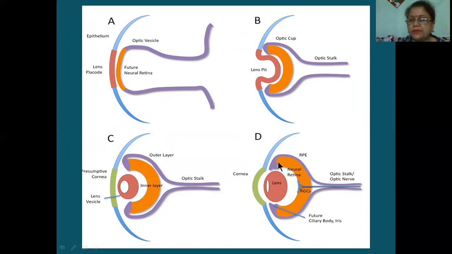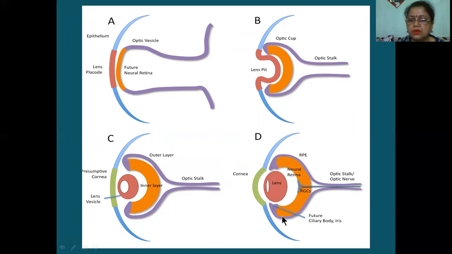So now the gap has been reduced. Gap has been reduced, and here lies the cornea also now developed properly. Okay, this is the lens, and this is the neural retina, and this is the outer layer. Okay, and this area will become a little thickened. This will become the future ciliary body. Future ciliary body. Then what is this?